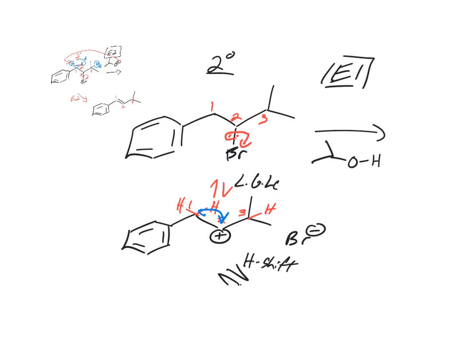Leaving group leaves. So now we have the plus charge is now on carbon 1. And somebody might say, wait a second, that's a secondary carbocation. You went from secondary to secondary. No, I didn't. I went from secondary to secondary and benzylic. Right? Secondary and benzylic. So it's a much more stable carbocation. Am I done rearranging? Can I make it any more stable?